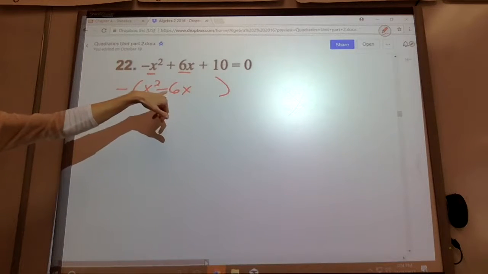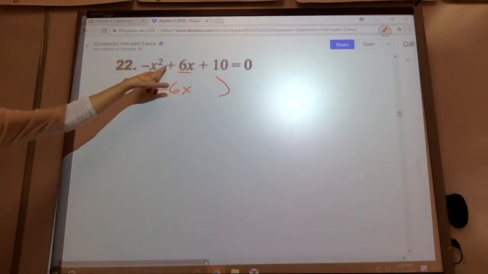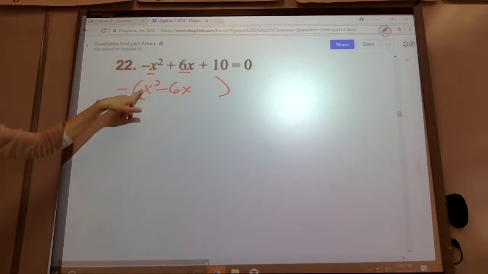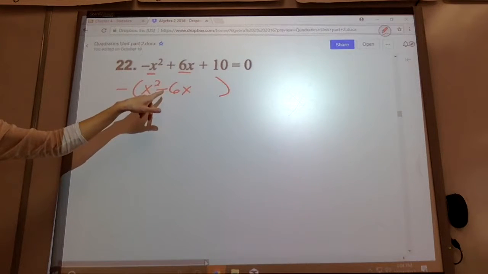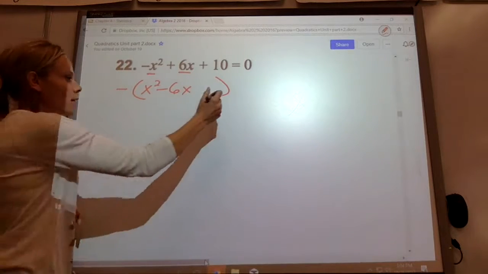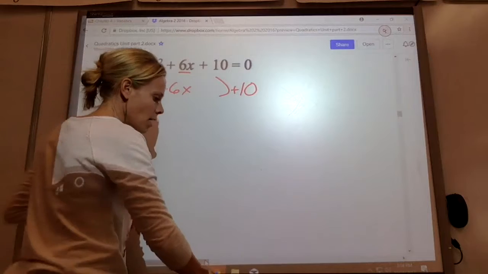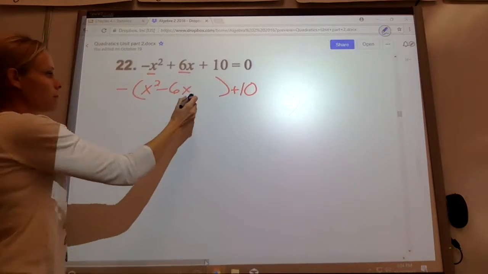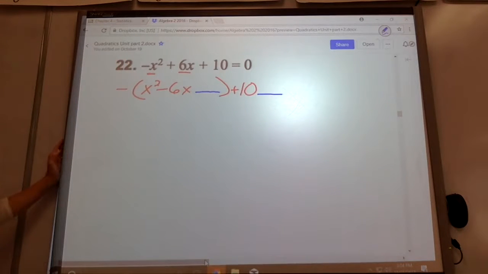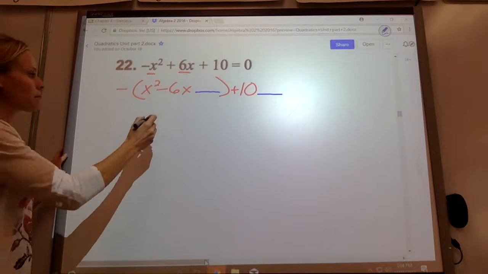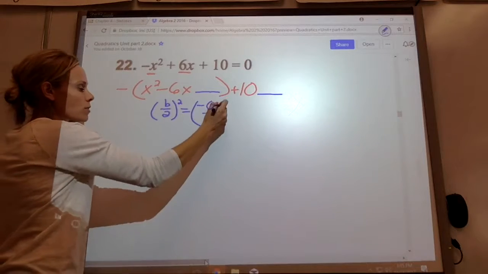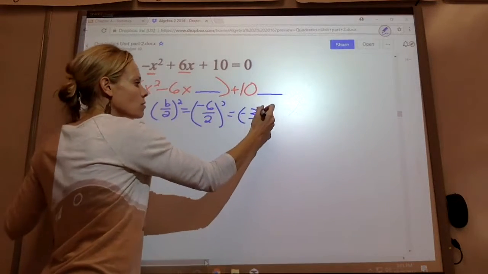Why did it become negative 6? Because if I take out a negative, right, that changes the sign. If I take out a negative, that makes this negative a positive and this positive a negative. Okay, negatives always change signs, whether you put it in or pull it out. I still have the plus 10. Your third step is still the same. You put a space behind the B term. You put a space behind the C term. You're still going to do the same formula. B over 2 squared, which is negative 6 over 2 squared, which is negative 3 squared, which is 9.